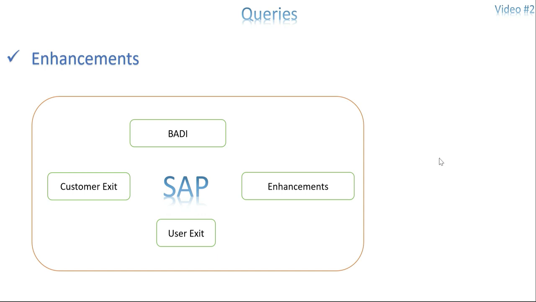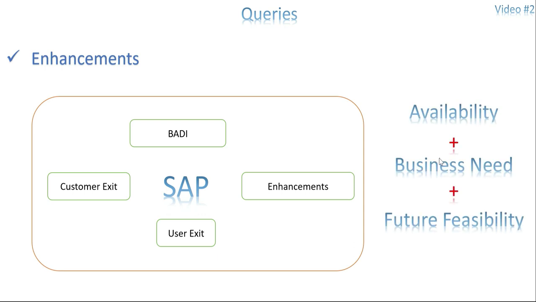So here my classification to choose a particular enhancement option is these three. One is availability. I can't decide that I'll go with user exit for all my enhancements. That's not possible, because user exit is applicable for very few functional areas, like sales and distribution. If you take sales and distribution, user exit is available. But for an enhancement in finance or some other module, it is probably not available.